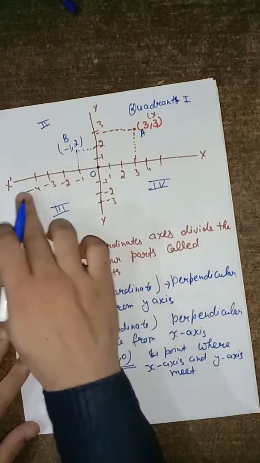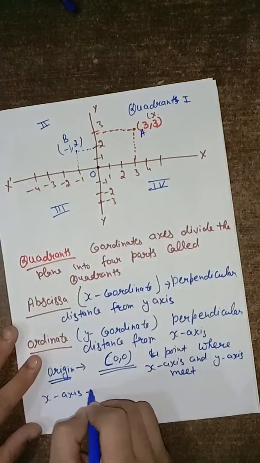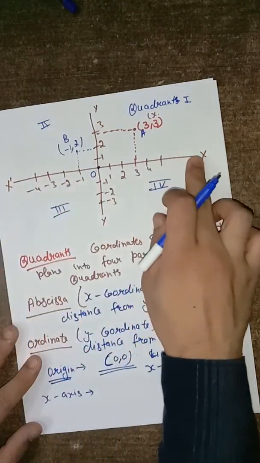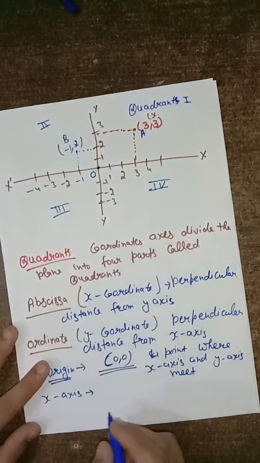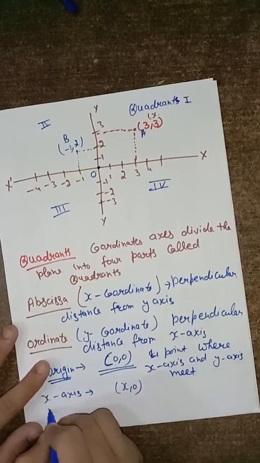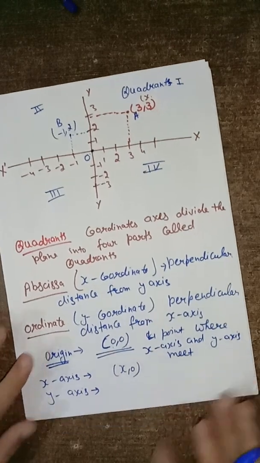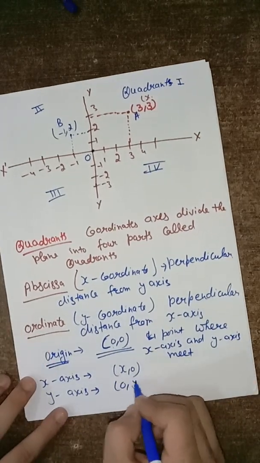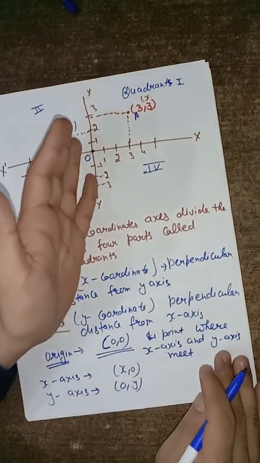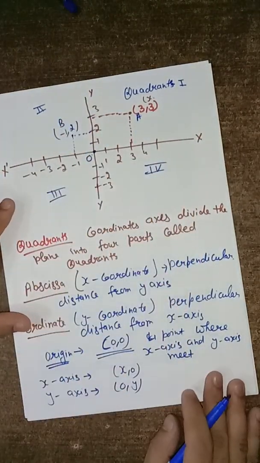If we want to represent x-axis by coordinate system, then on x-axis y always becomes 0, so the coordinate will be (x, 0), and for y-axis this will be (0, y), because on y-axis our x coordinate will be 0.